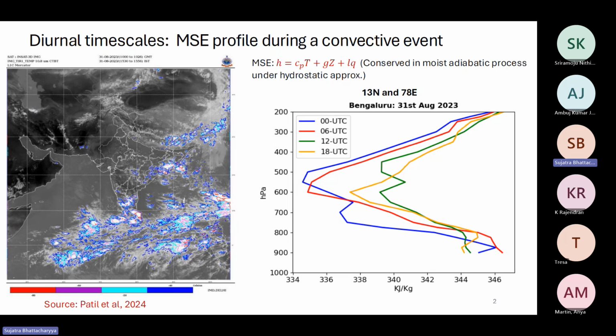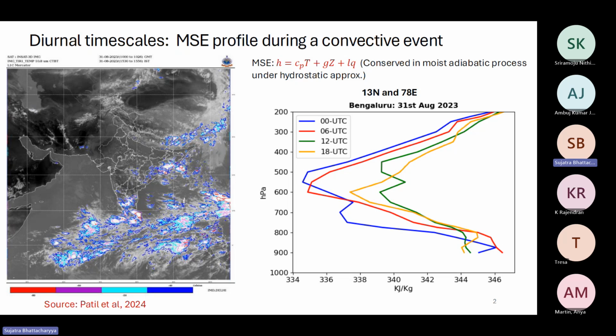I have chosen, from the reanalysis data only, this particular coordinate, 13.738. I could have made an average, but still I have chosen one particular coordinate very near to Bangalore, on 31st August 2023, and just plotted at 6-hour gaps: 00 UTC, then 06, 12, and 18 UTC. The event actually started in the evening time and continued till night.